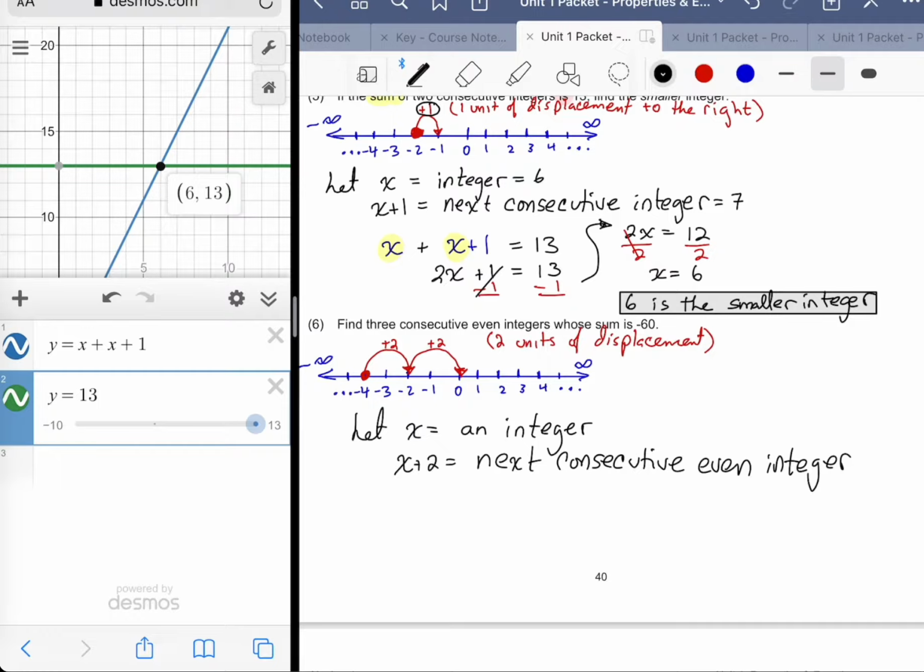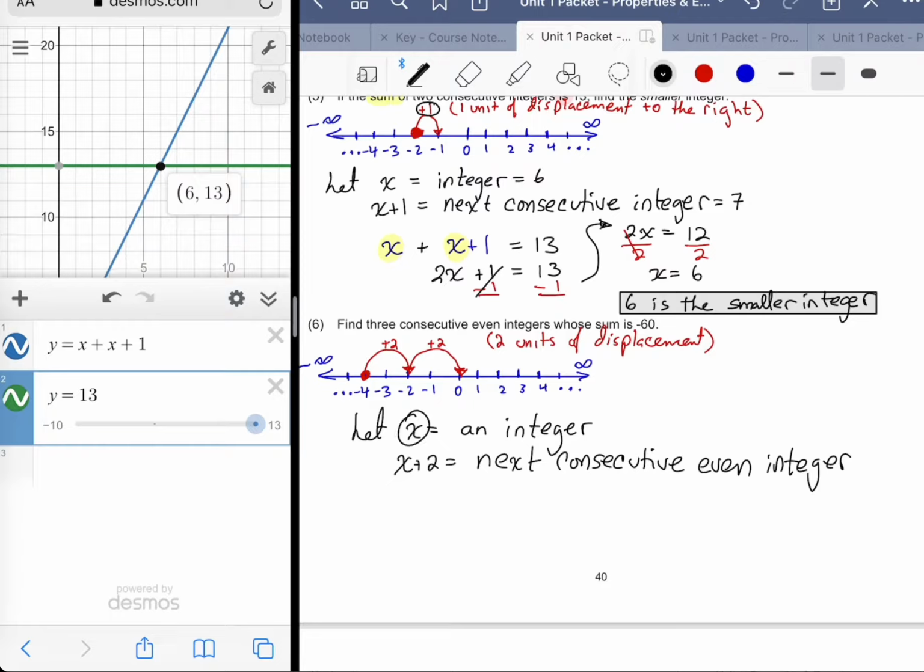Does it matter, like if you're doing this like all your life, does it matter if you do 1 unit of displacement or 2 units? Yeah, in this case, because it's even integers. Oh. Yeah, if it just said consecutive integers, then you would go with 1 unit of displacement. But because it's even, you have to go with 2. How do you know which number to start on? Oh, that number line was just an example. It was just like pick a number out of the air. The number that we're really starting on is some unknown value.